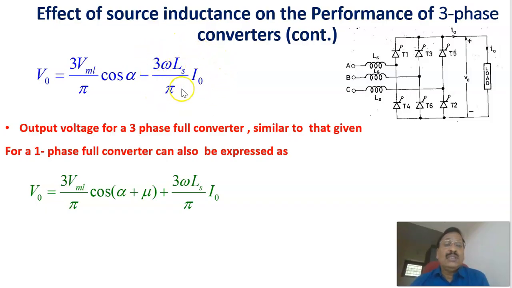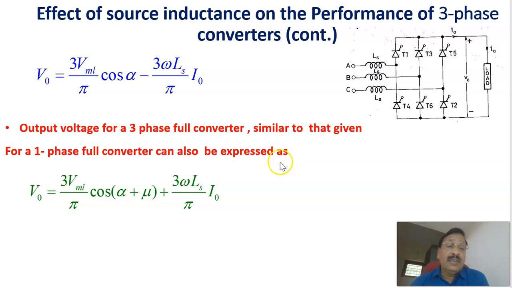This portion shows how much the voltage is being reduced. As the load current increases, there will be a reduction in voltage, this much: 3 omega Ls divided by pi into I naught. That is because of the source inductance. And the output voltage for a three-phase full wave converter is similar to that of a single-phase full wave converter.